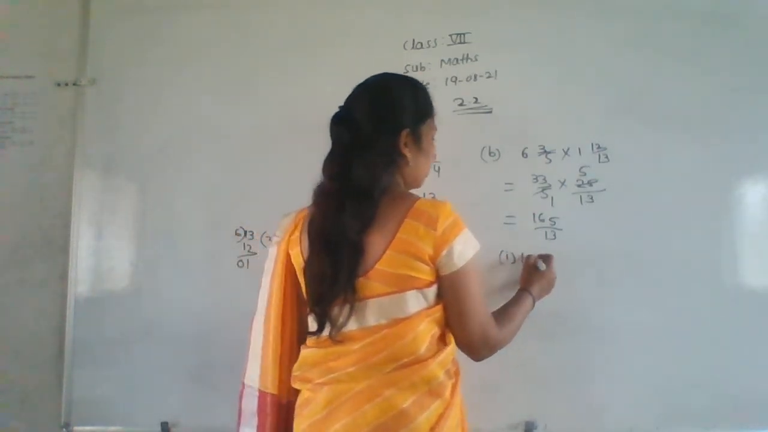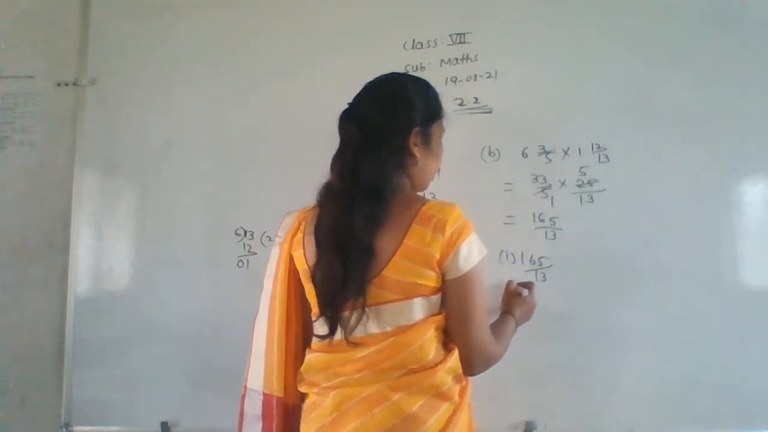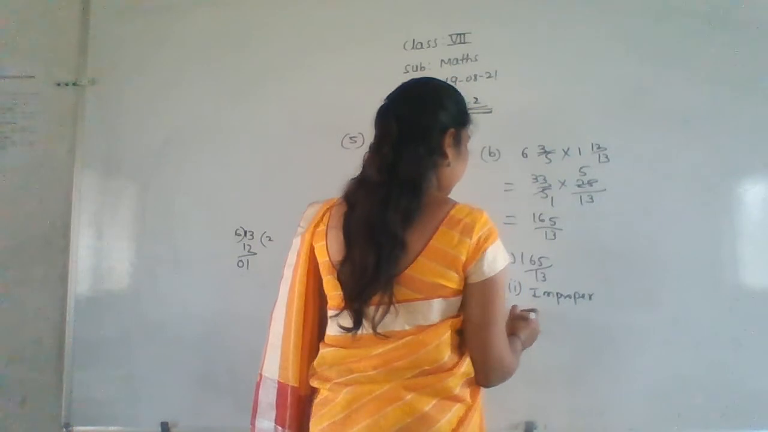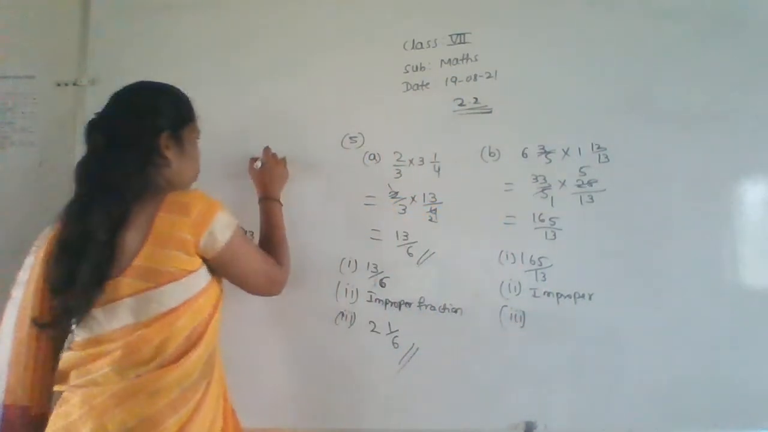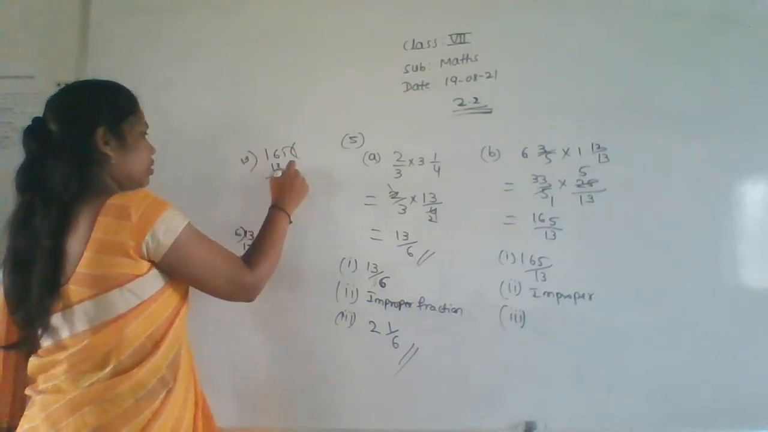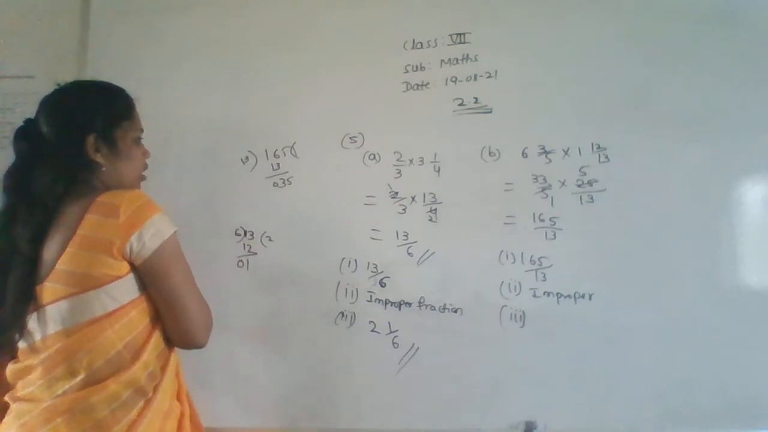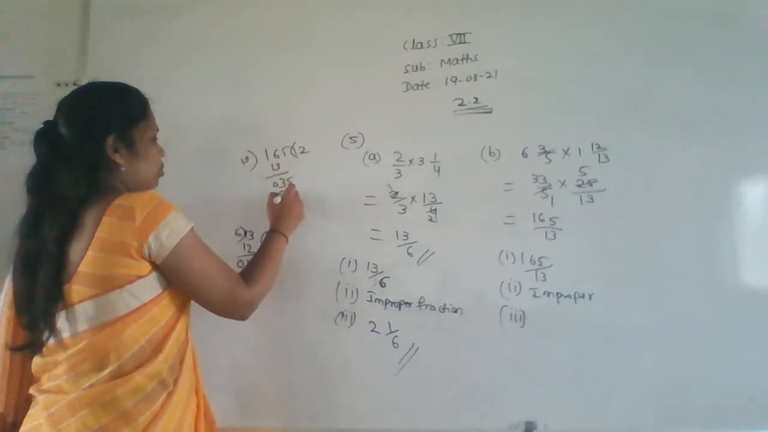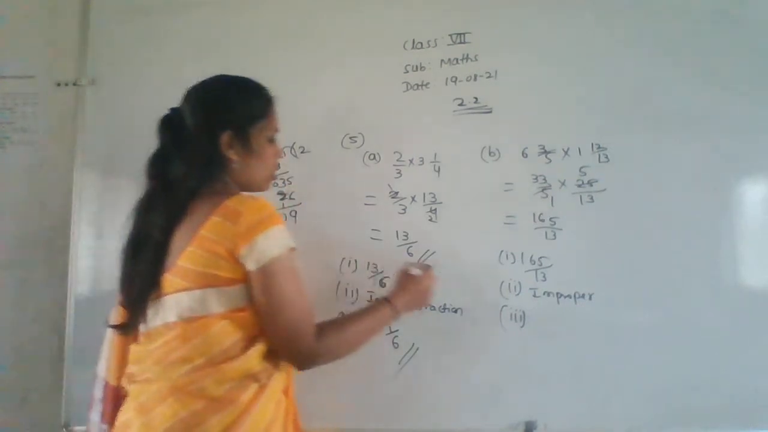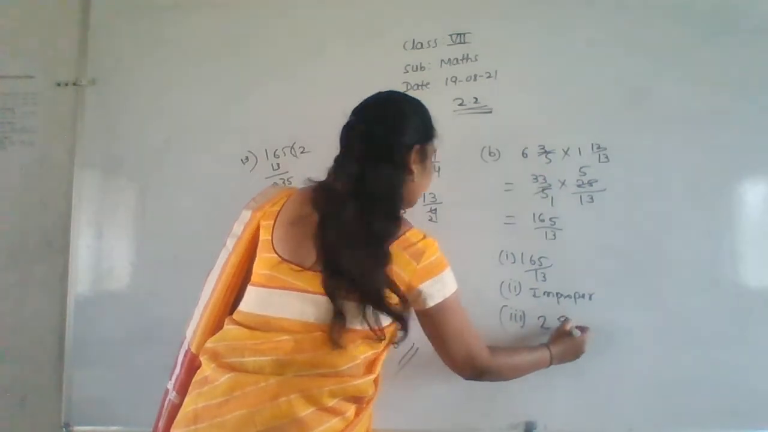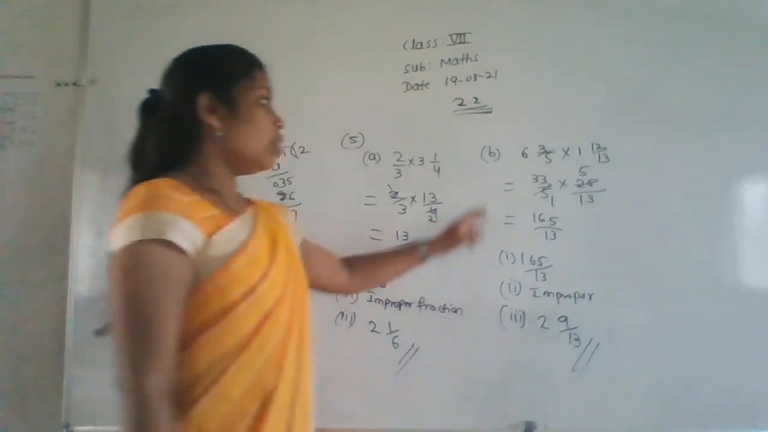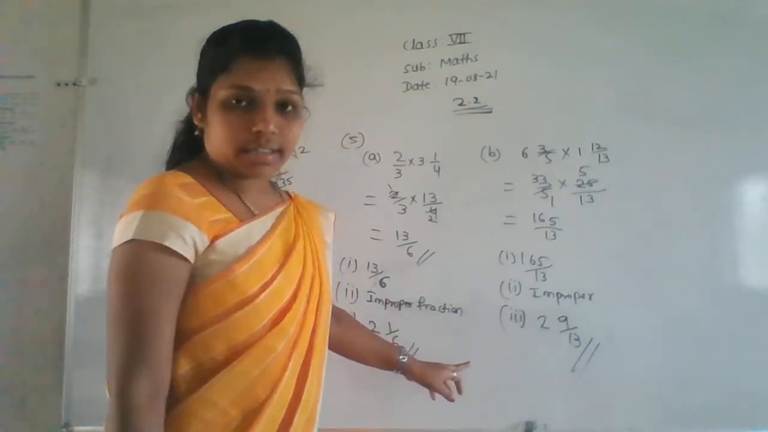Okay, so the first answer is 165 by 13. The second one is the improper fraction answer. For the third answer, convert: 165 divided by 13. 13 ones are 13, 3 left. Next, 13 twos are 26, 13 threes are 39, and we can't take that. 13 twos are 26, we can take. 16 minus 6 is 9, here 0. So what is the answer here? 2 integer 9 by 13. Like that you have to answer. For each question, three answers you have to write here.